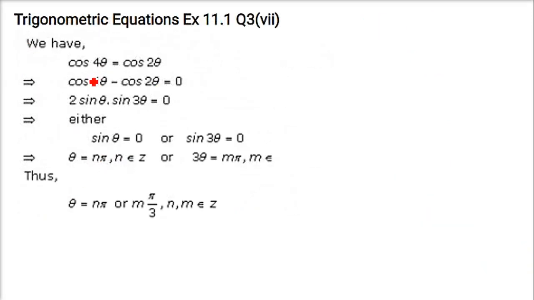Now cos 4θ is equal to cos 2θ. Now bring it here and use the formula. You know the formula of cos 4θ − cos θ is simply 2 sin of (this plus this) by 2, sin of (this minus this) by 2. So you have 2 sinθ sin3θ. Now either sinθ is 0, so you get θ = nπ, or sin3θ = 0, that is 3θ = mπ. So this θ will be equal to mπ/3. These are the solutions.